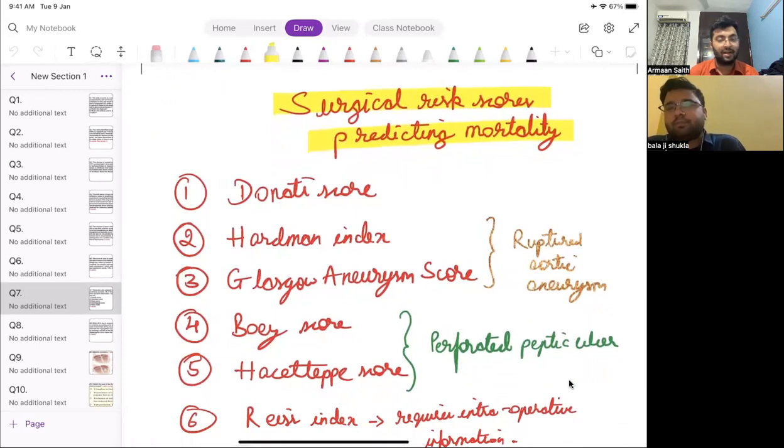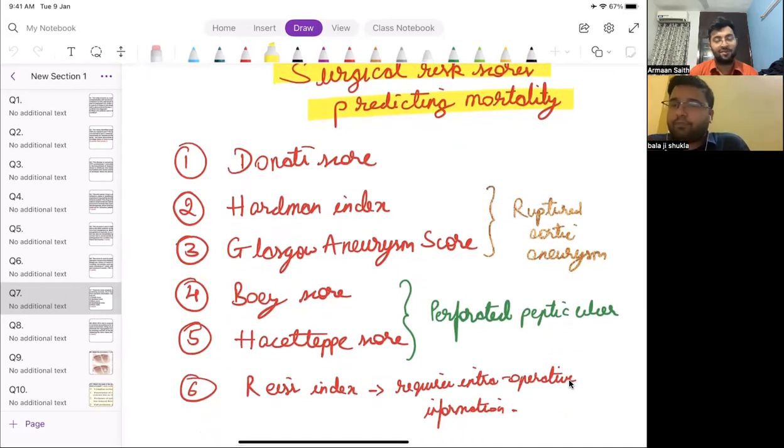As mentioned, these are Donati score, Hartmann index, Glasgow aneurysm score, Boey score, Hacettepe score, and Rees index. Hartmann index and Glasgow aneurysm score are typically used for ruptured aortic aneurysm, while Boey score and Hacettepe score are used for perforated peptic ulcer. And the first 5 scores, namely Donati score, Hartmann index, Glasgow aneurysm score, Boey score, and Hacettepe score, do not require any intraoperative information, while the Rees index requires intraoperative information. So it's worth remembering these scores.